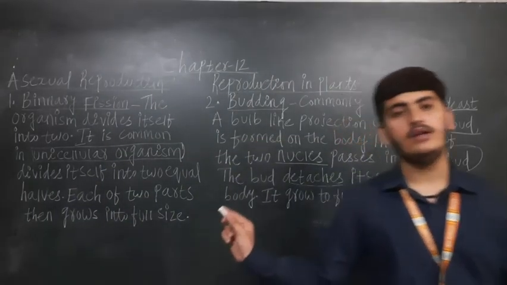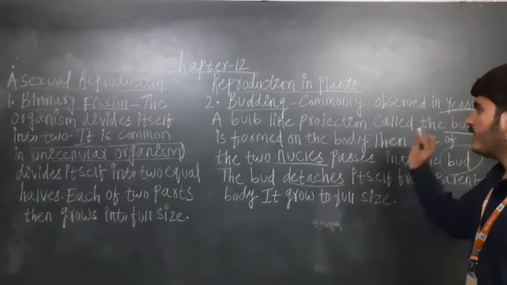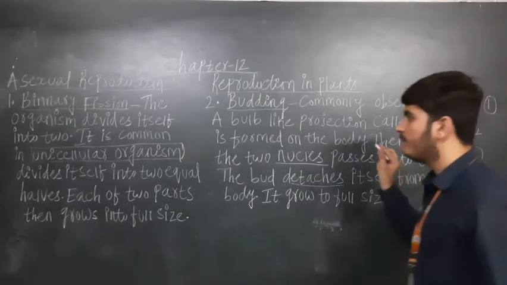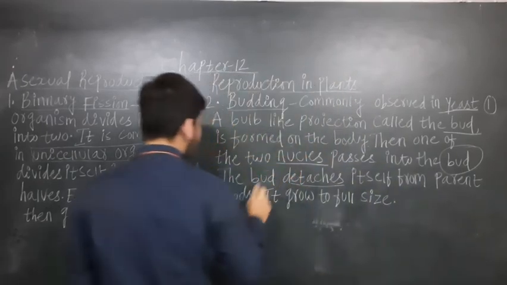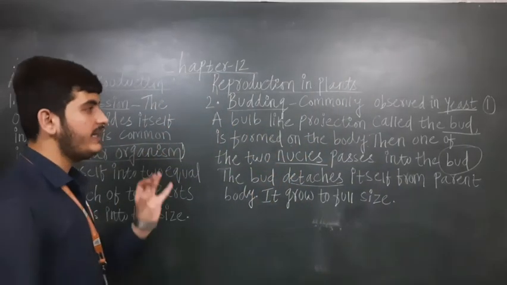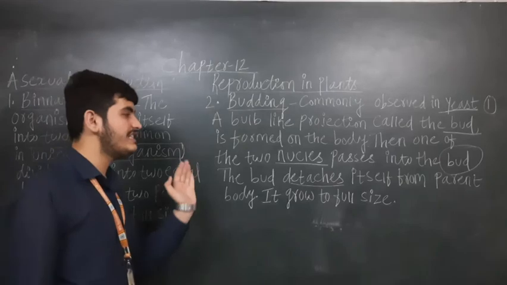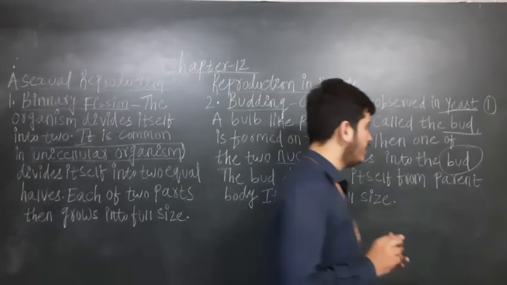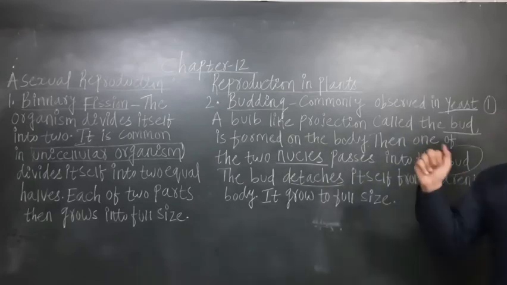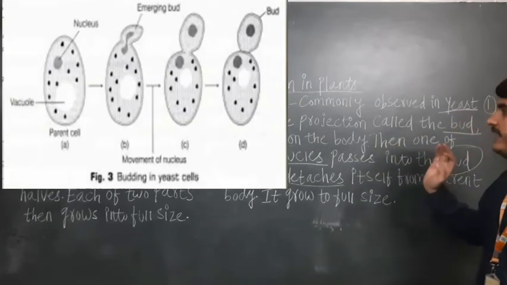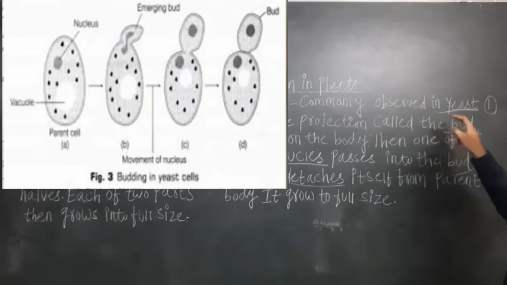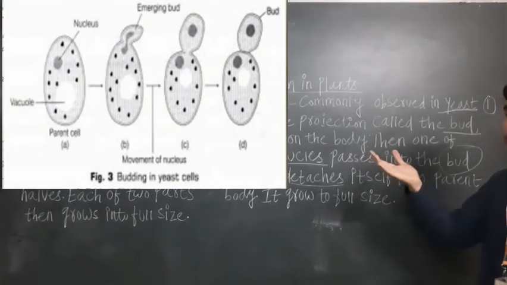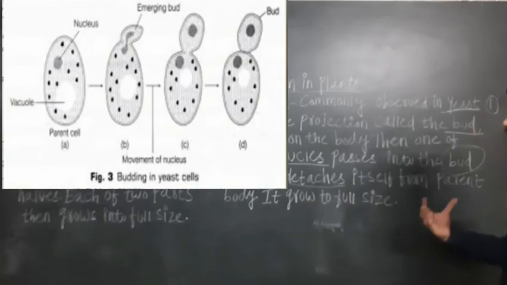यहाँ पर कहीं भी दो yeast नहीं हो रहे हैं. Only one single yeast is there. On the body of the yeast, a bulb-like projection, a bud, is formed. Then the nucleus passes to the bud. फिर वो अपने आप ही detach होता है parent से. Then it grows to the full size. You can also see the picture of this. A budding yeast is there. Then the bud is growing, the nucleus is passing, then it detaches from the body of the parent, and it grows into the full size.